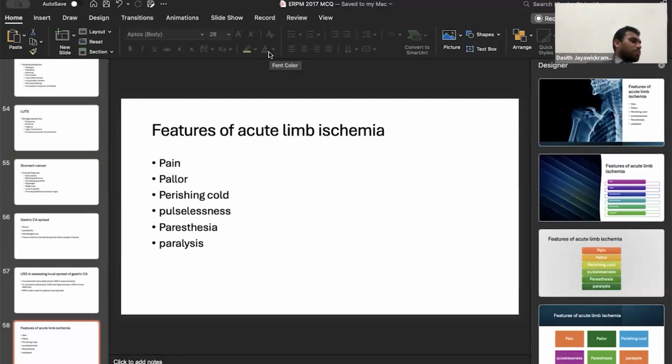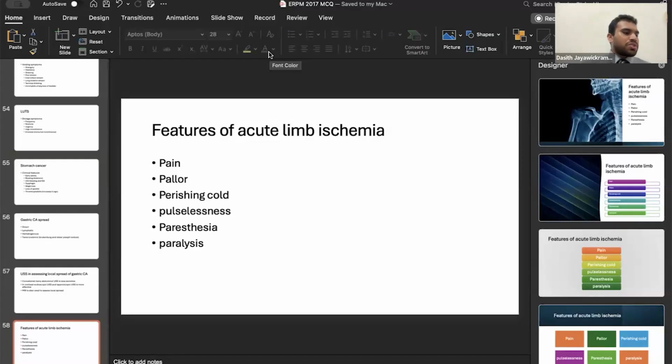Following an RTA, a patient presents with dyspnea and engorged neck veins. The BP is 80 by 50 millimeters of mercury. Heart rate is 120 beats per minute. Trachea is in the normal position. Bilateral breath sounds are equal. Which of the following is most likely? So the patient has had an RTA, with tachycardia, low BP, and engorged neck veins. Okay, so what is this?